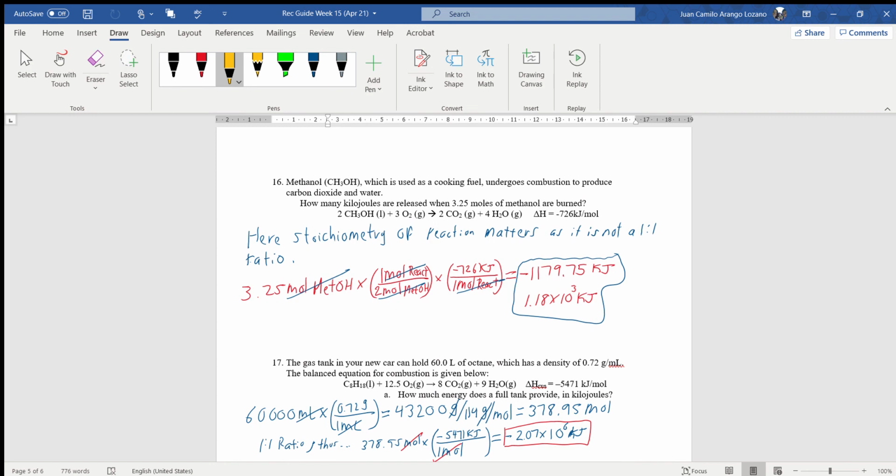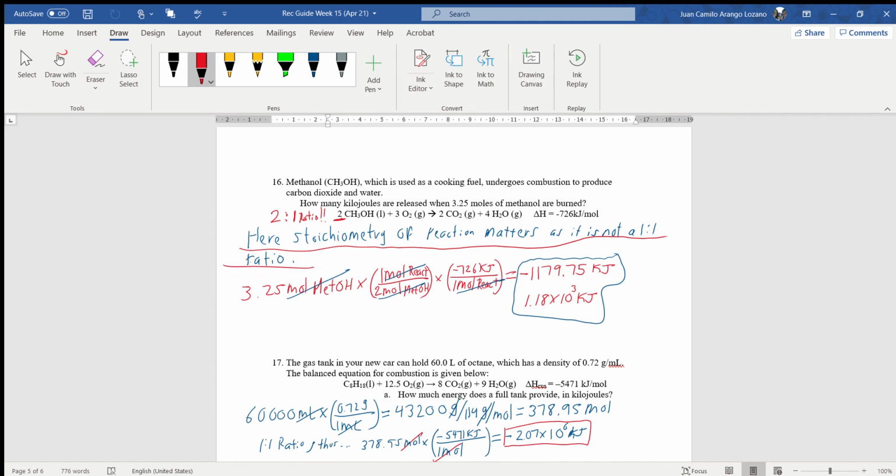which is used as a cooking fuel. And this undergoes a combustion to produce carbon dioxide and water as well. So it's a classic combustion reaction as those you have seen so far. And the question is, how many kilojoules are released when 3.25 moles of methanol are burnt? However, if you look at this reaction, the stoichiometry will matter because you have 2 moles. So this represents a 2-to-1 ratio. So here, the stoichiometry of the reaction matters because it is not a 1-to-1 ratio anymore.